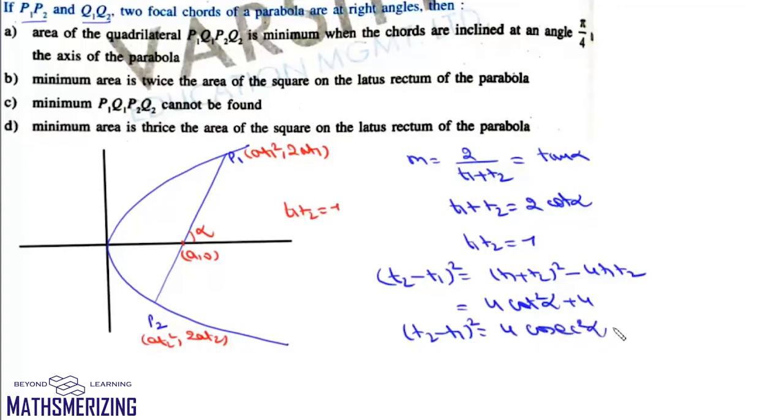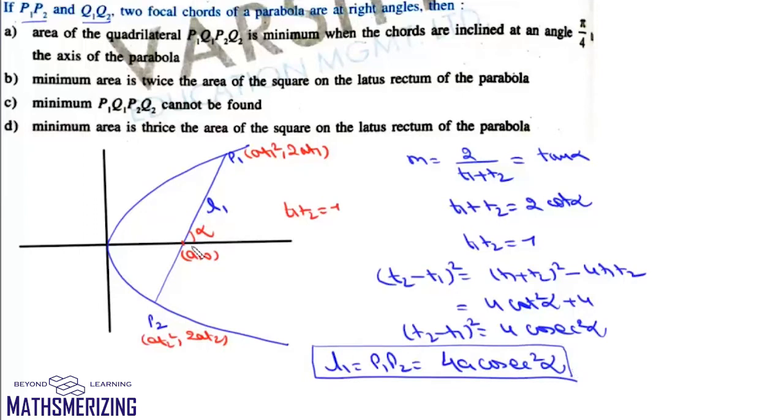So we know that the length of any focal chord is a into (t2 minus t1) whole square. So the length of this chord P1P2 is 4a cosec square alpha. So now we have this result that if the inclination of a focal chord is alpha, then its length is 4a cosec square alpha.